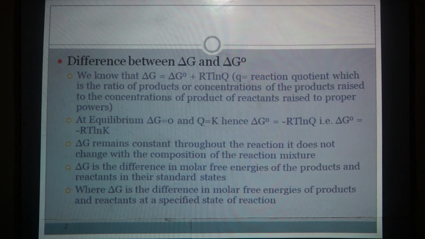Now, delta G0 remains constant throughout the reaction. It does not change with composition of the reaction mixture. Next, delta G0 is the difference in molar free energies of the products and reactants in their standard states, whereas delta G is the difference in molar free energies of products and reactants at a specified state of reaction.